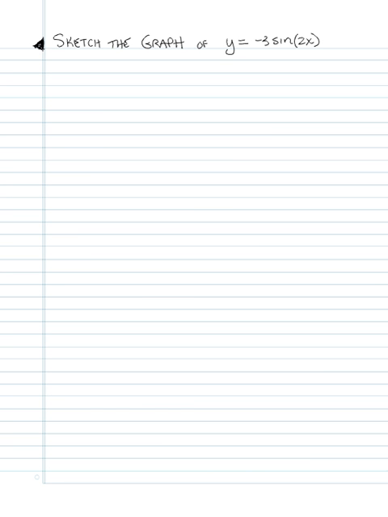Okay, here we're asked to sketch the graph of y equal negative 3 sine 2x. And before I actually worry about sketching, I'm going to decide what the important features are. And so I certainly decide that the amplitude is the absolute value of negative 3, which is 3. So I know it goes as high as 3 and as low as negative 3. And the next thing I'm worried about is the period.